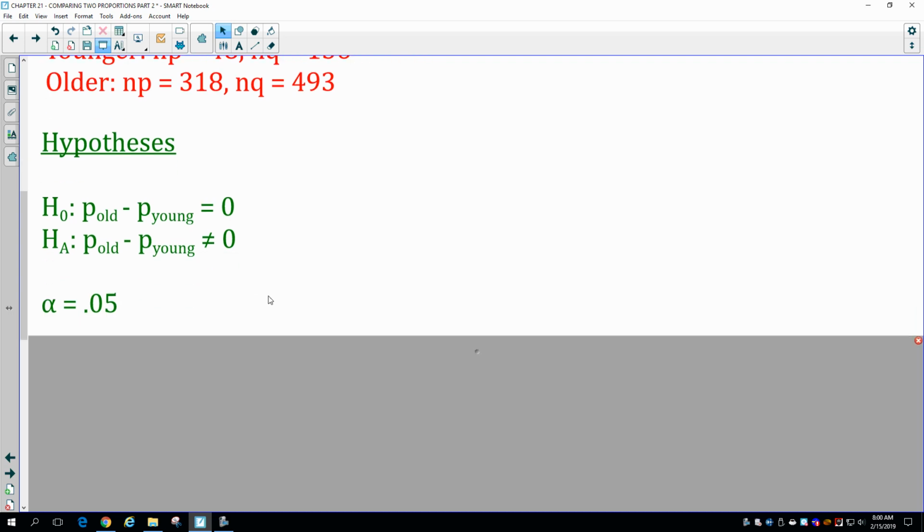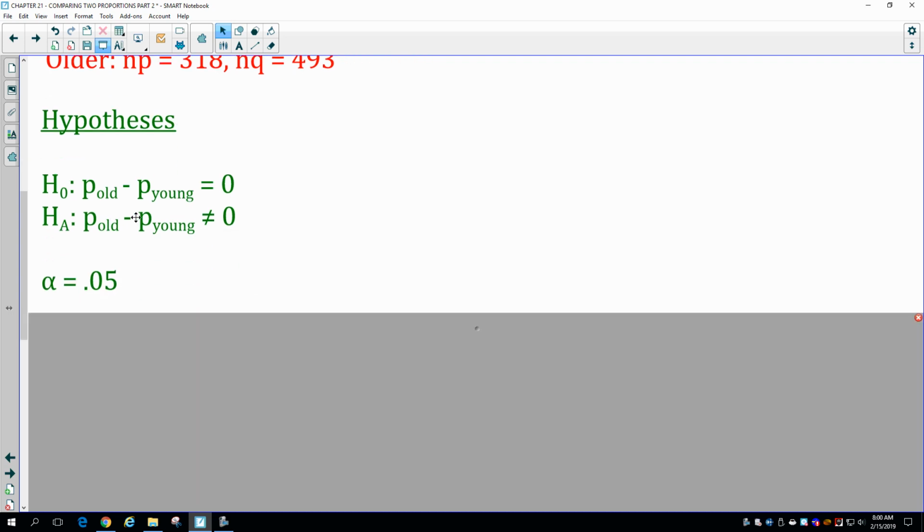So we write our hypotheses. Remember, like I said in the last slide, our null hypothesis is going to be that the difference between the two groups is 0. There's no difference. They're the same. And our alternative here is going to be that they're not the same. So not equal to 0. The difference between them will be not equal to 0. And we'll use a 0.05 significance level since we weren't asked to use anything different.